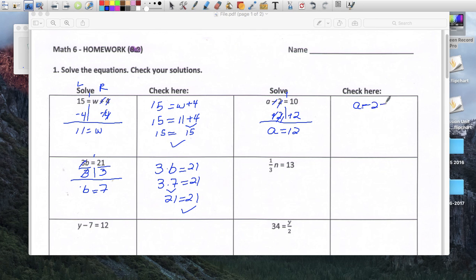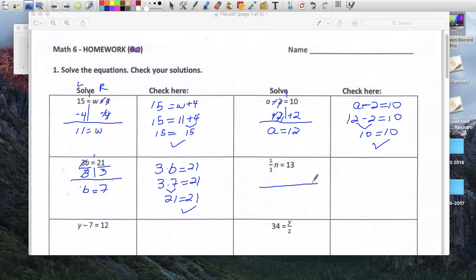A minus 2 equals 10. Let's substitute. I know the a is 12, so 12 minus 2 equals 10. Well, let's see. 12 minus 2 is 10, which equals 10 on the other side. Check. This one, I'm going to use the reciprocal to help us find the value of n.